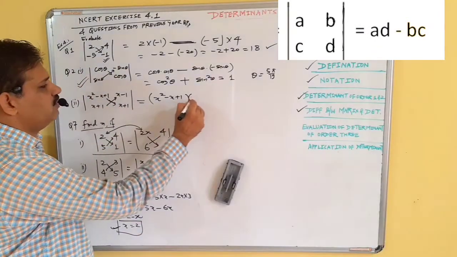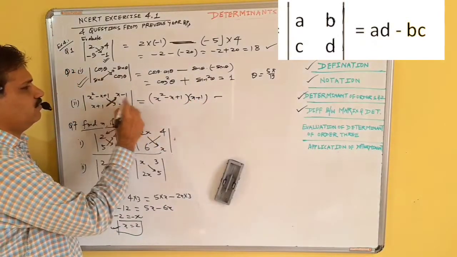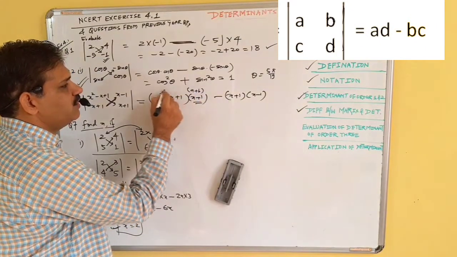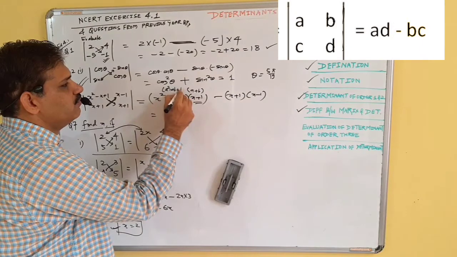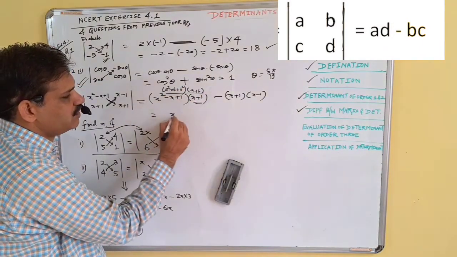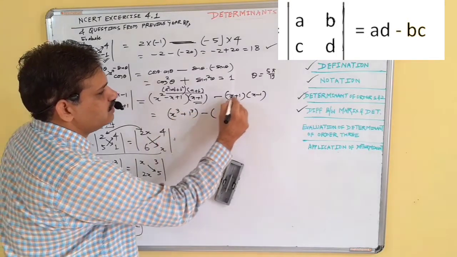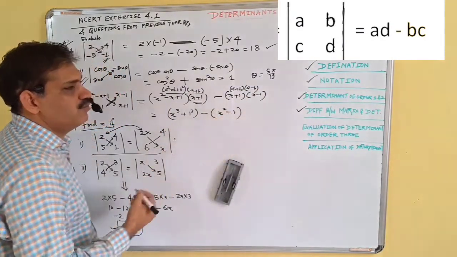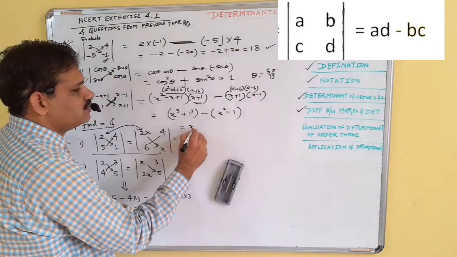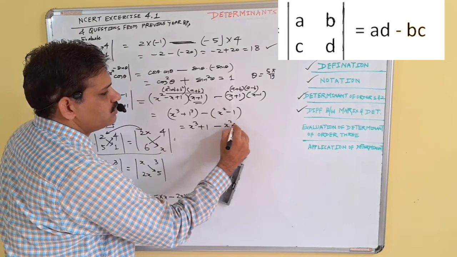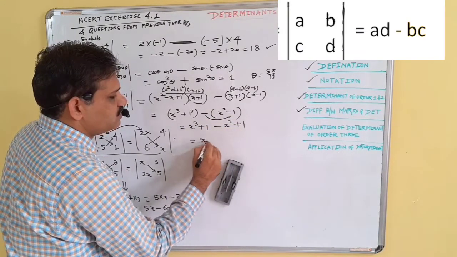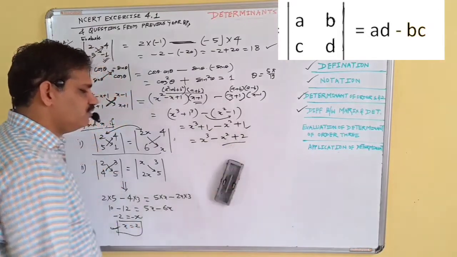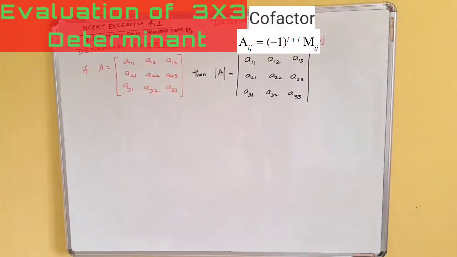इसकी बात करें, multiplied by x plus 1 minus x plus 1 multiplied by x minus 1. This is a plus b multiplied by a square minus ab plus b square. So this is a cube plus b cube, that is x cube plus 1 cube minus a plus b into a minus b is a square minus b square, that is x square minus 1 square. So this is x cube plus 1 minus x square, minus into minus is plus 1, that gives us x cube minus x square plus 2. So this is how we evaluate 2x2 determinant.